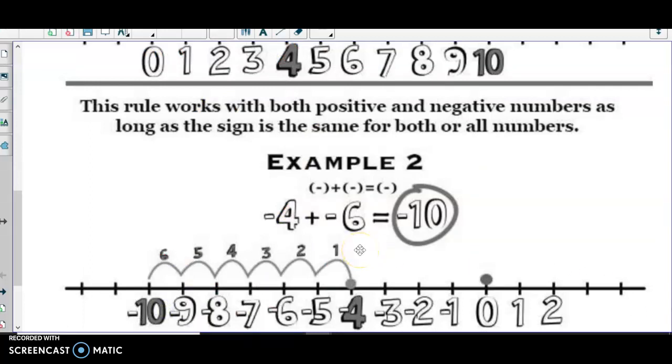You could also look at a number line. Okay, if I go to -4 and I have to add 6 negative, that means I'm headed to the left. I'm heading more negative. So 1, 2, 3, 4, 5, 6, I land on -10. So you can look at that in a couple of different ways, either with a number line or with those counters.